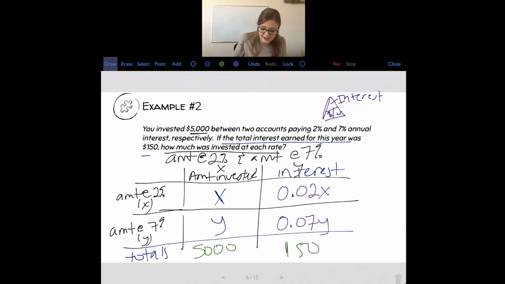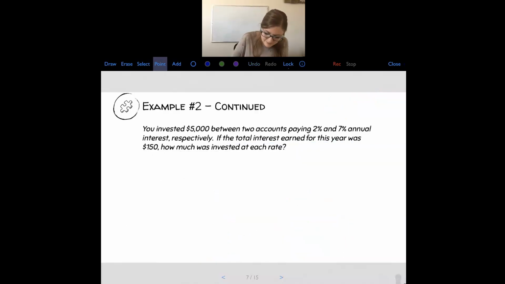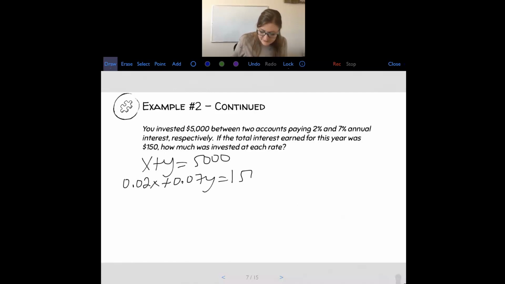So what we can have here is x plus y is 5,000, so the amount invested at 2% plus the amount invested at 7% is equal to 5,000, and then the interest earned on each, 2% for the first, 7% for the second, is equal to 150. So now we can form our two equations. So we have x plus y is equal to 5,000, and then we have 0.02x plus 0.07y is equal to 150. Okay, you can use elimination or substitution.